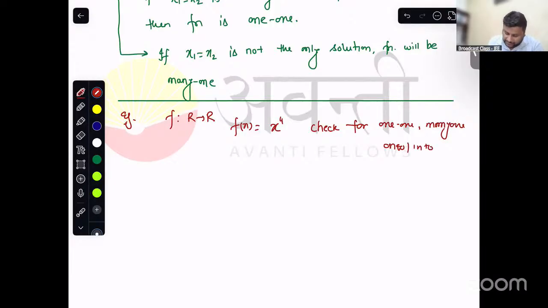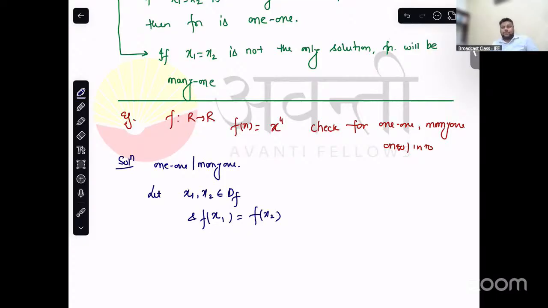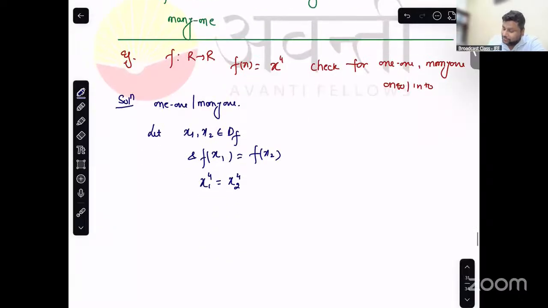See the solution. First of all, I'll check for one-one or many-one. Let x1, x2 belong to the domain of the function and their images are same. f(x1) equals f(x2). Now, what is f(x1)? f(x1) will be x1 to the power 4. What is f(x2)? x2 to the power 4. This is x1 to the power 4 minus x2 to the power 4 equal to 0. Yes or no?